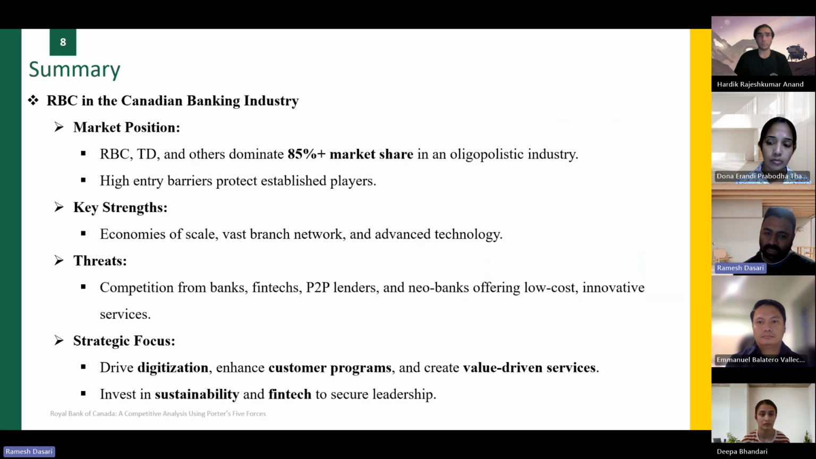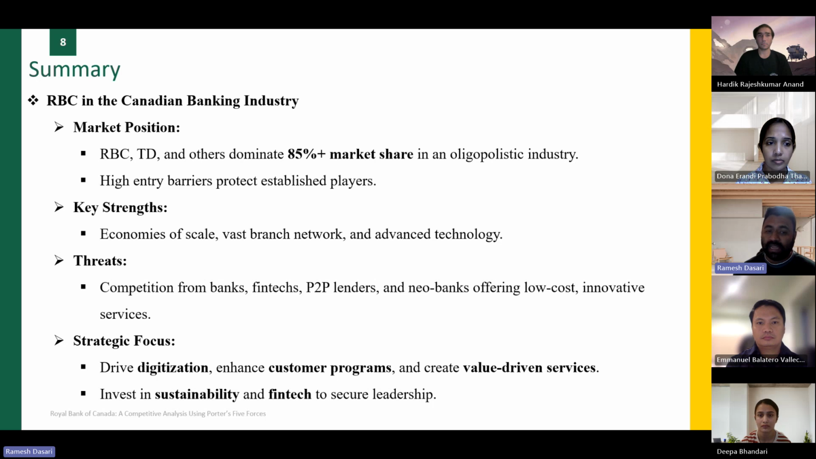And finally, in summary of this report, RBC operates in a highly concentrated yet competitive market where high entry barriers protect established players like RBC. The bank leverages economies of scale, an extensive branch network, and advanced technology to maintain its market domination.